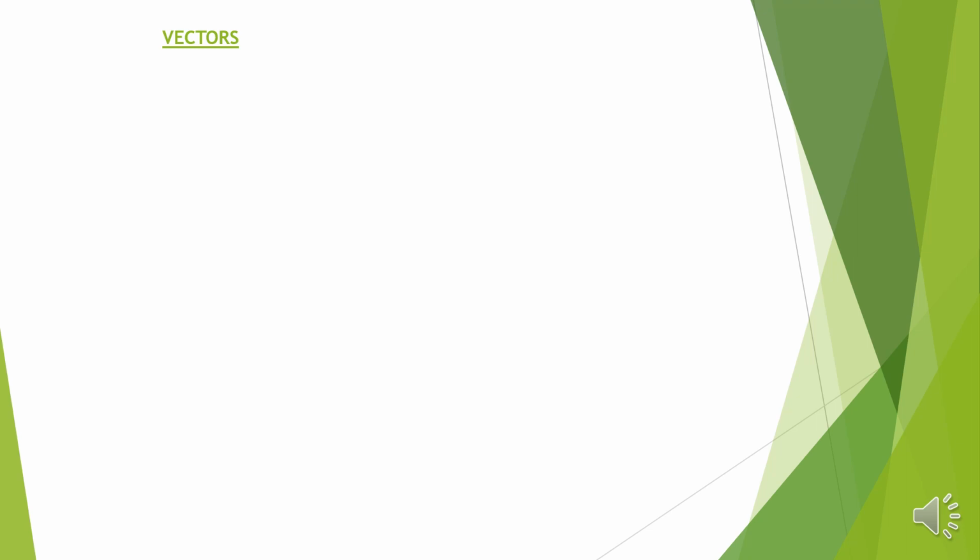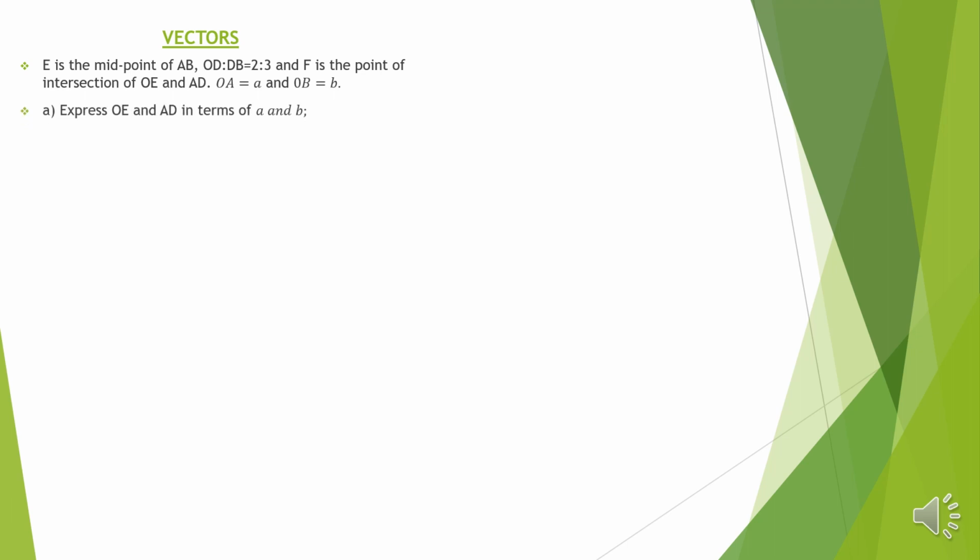Today, just a short area on vectors. I want to do a question on vectors so that we can use that question to understand more on how to tackle questions related to vectors. The question goes: E is the midpoint of AB. OD to DB is in the ratio 2:3. F is the point of intersection of OE and AD. Further, OA equals A and OB equals B. Part A: express OE and AD in terms of A and B.